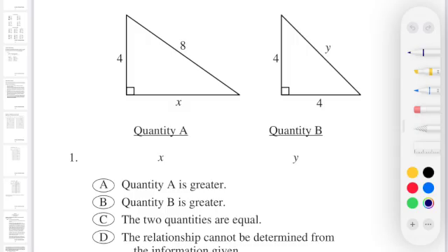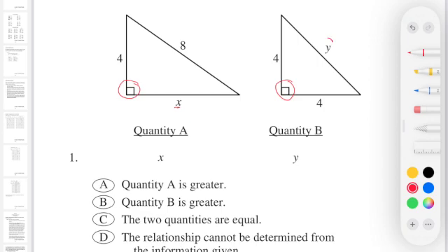So our first problem shows us 2 triangles. They're both right triangles, which we can see from that little square there. And they both have one leg that is 4. So what we want to do is compare quantity A, which is x, this side over here, to quantity B, which is y, and it's this side over here.